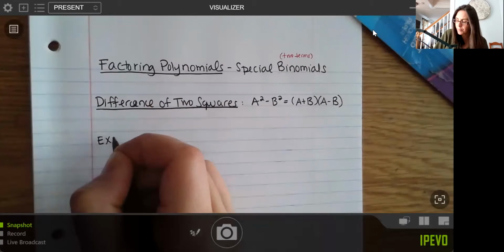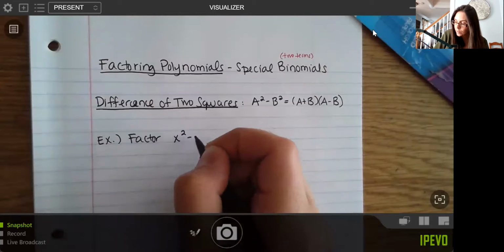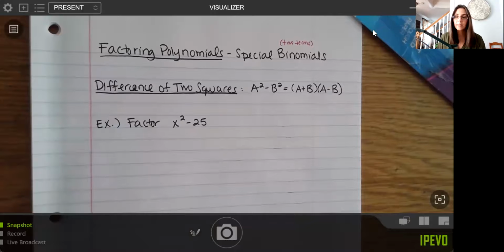So for instance, something like factor x squared minus 25. You want to recognize that this is a special case. It's only two terms, right? Not the three or the four that we've kind of been used to seeing. And each of those is a square, right? X squared is a square, obviously, and then 25 is a square because that's 5 times 5.